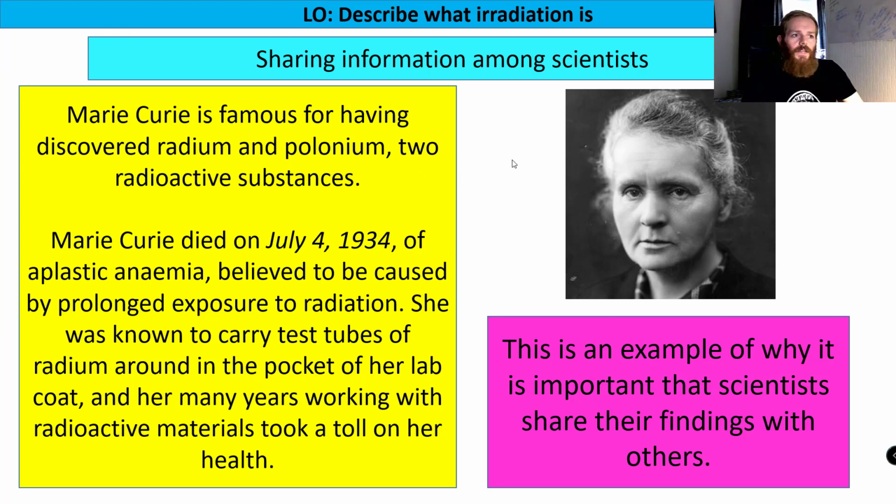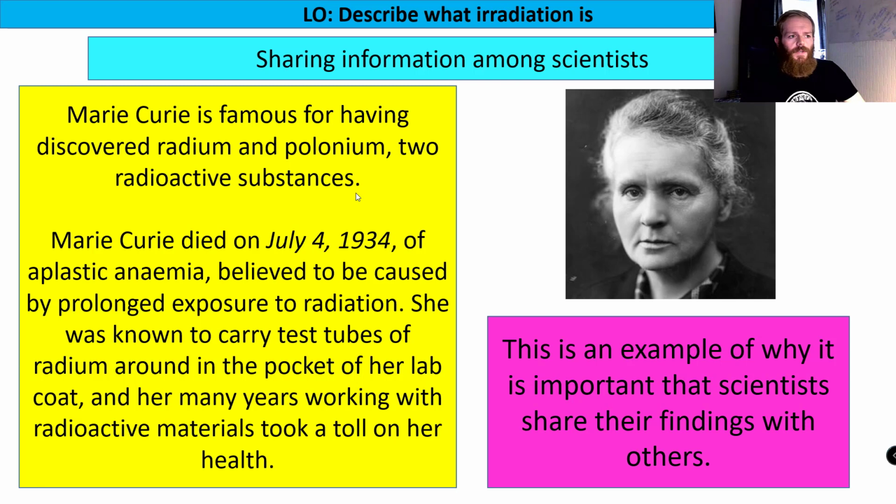One of the outcomes at the start of the lesson was to describe why it's important that scientists share information between themselves. So I just wanted to tell you a little bit of a story here, and hopefully you'll get the gist of why it's important that scientists communicate with each other, share their findings, and basically collaborate. Okay, so this is Marie Curie. You've probably heard of Marie Curie before. She's famous for having discovered radium and polonium, which are two radioactive substances. This is back in the day before we really knew what radiation was, by the way.